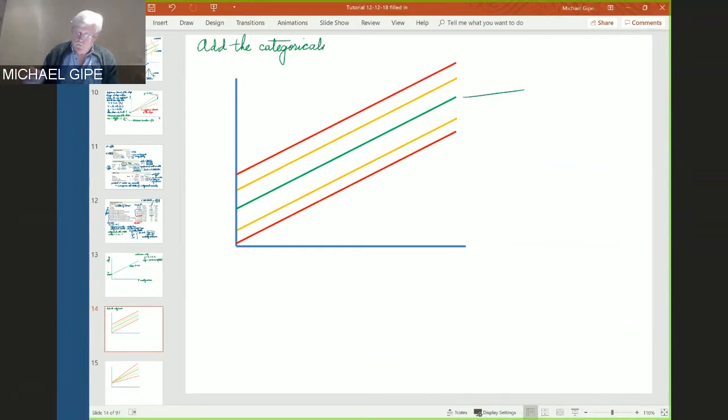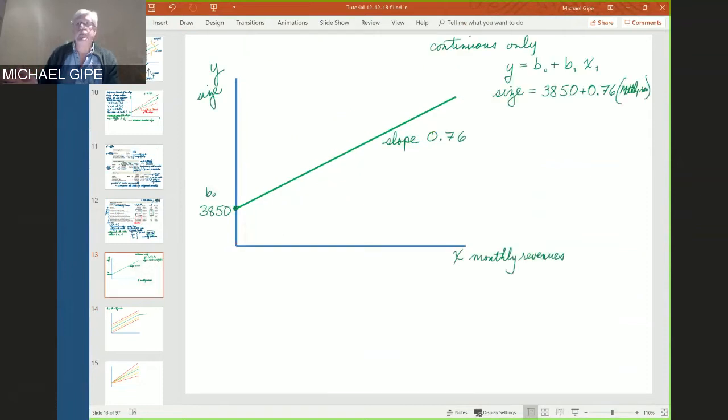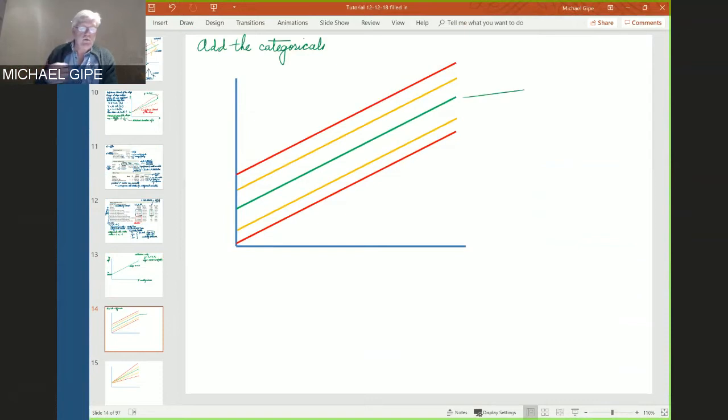And so this green line is the same one we had in the previous slide. That tells us about the intercept and the slope of the monthly revenues, the continuous variable. If we had more than one continuous variable, we would still have a regression line that would have values for all our slopes for each of the continuous x variables. But here we only have one. So this green line is the regression without categoricals, so ignoring them.